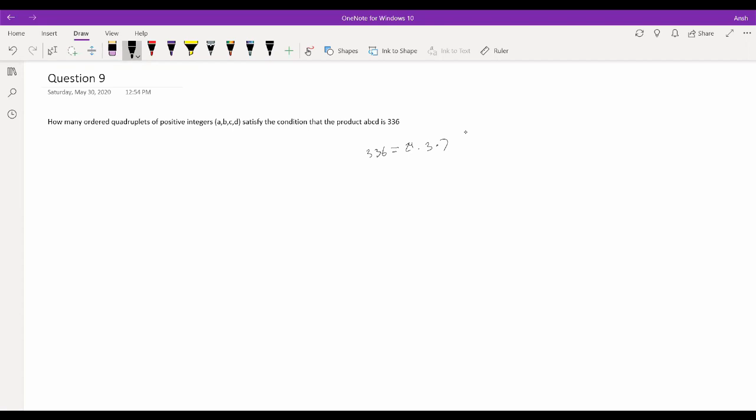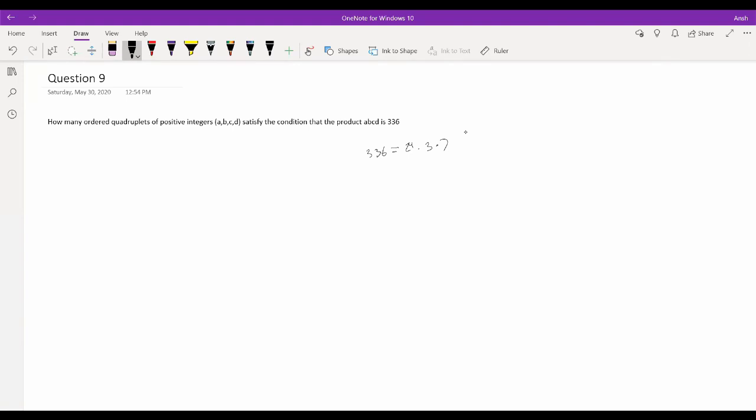So we can actually split this up into the positions of the 2s, the 3s, and the 7s in each of A, B, C, and D. So if we know that all 4 of these divisors must multiply to 336, then within the quadruplets, there is 1 multiple of 3, 1 multiple of 7, and 4 factors of 2. So how can we divide this up?